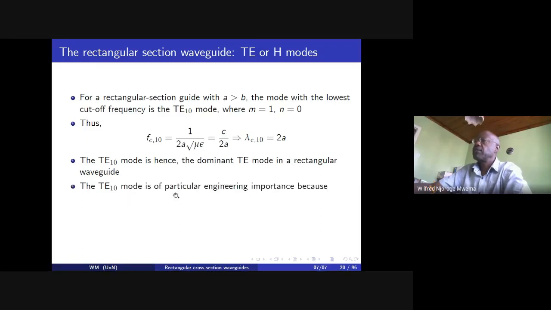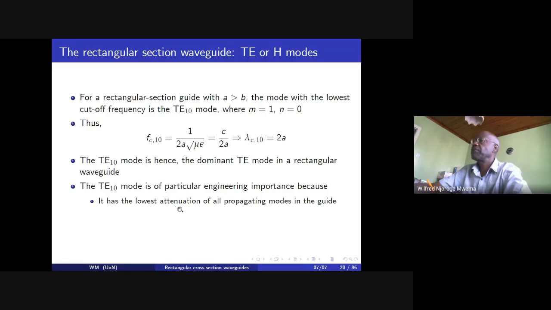The TE10 mode is especially important to engineering because if you look at its field distribution, we shall see that it will have the lowest attenuation of all propagating modes, because the E field will only be in one direction, that is, in the y direction. So it appears to be a plane polarized, y polarized plane wave traveling within the waveguide.